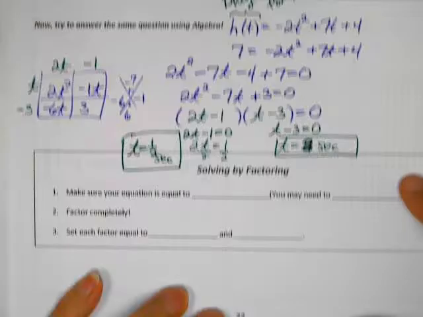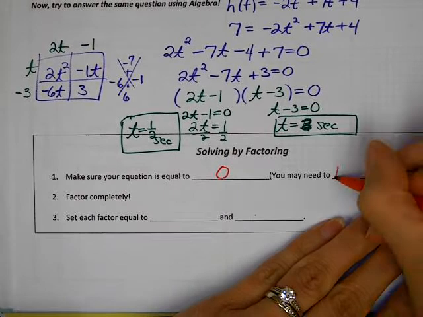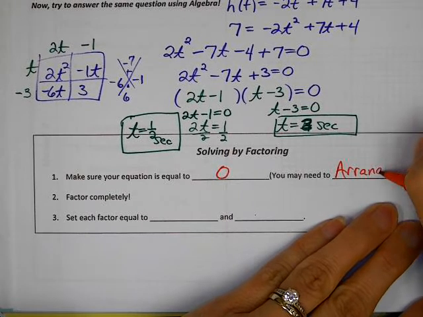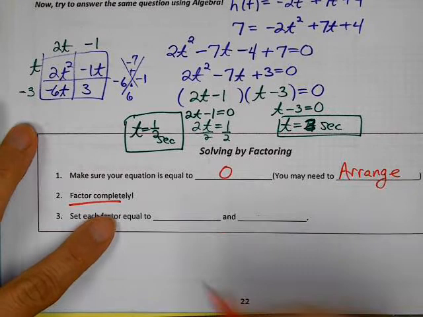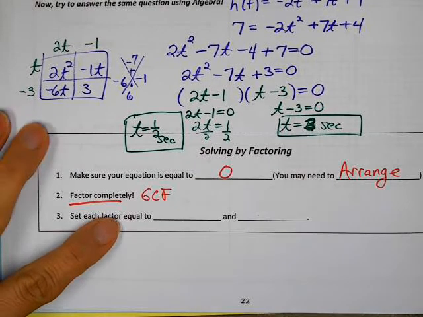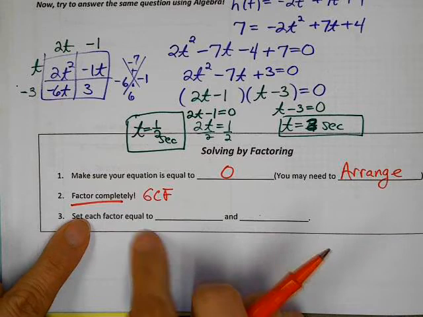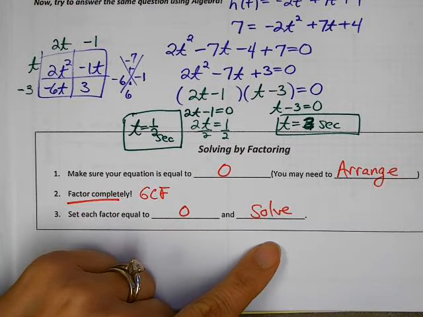Okay, so here are some hints for you. Make sure your equation is equal to 0. You may need to rearrange. Factor completely. Don't forget about any GCFs that you could take out. Set each factor equal to 0 and then solve.